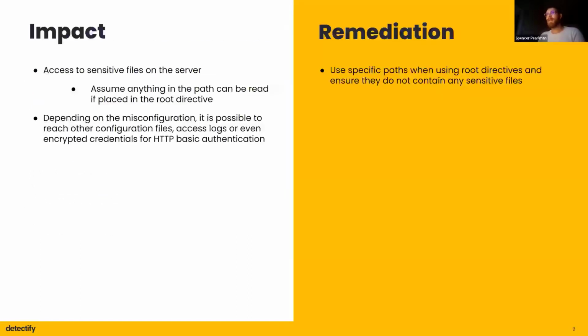So the impact is that it has access to sensitive files on the server, and you can assume anything in the path can be read if it's placed in the root directive. And depending on the misconfiguration, it's possible to reach other configuration files, access logs, or even encrypted credentials for HTTP basic authentication. The remediation is pretty simple. Just use specific paths when using root directives and ensure they do not contain any sensitive files.